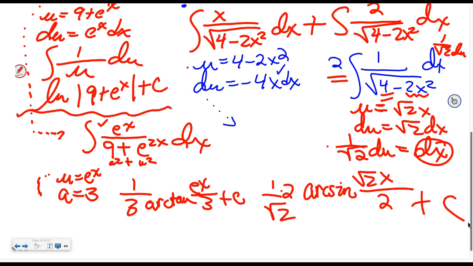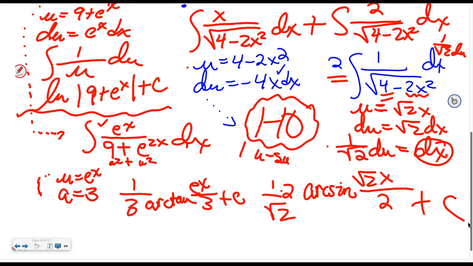The assignment was the worksheet 1 through 10. There's only one on there that's not inverse triggy. So there's one u sub problem on that paper. You'll miss it if you don't kind of run it through your head on all of them.